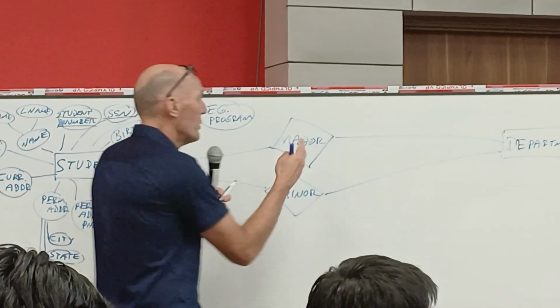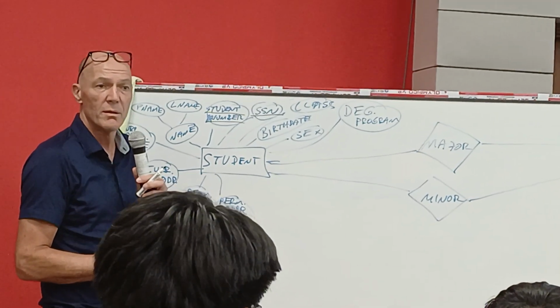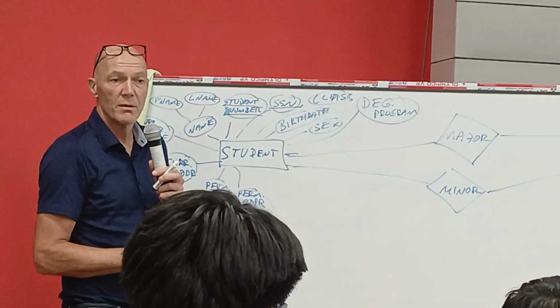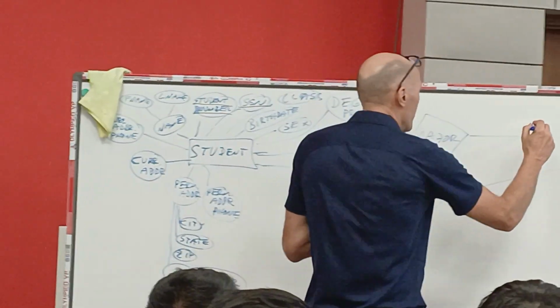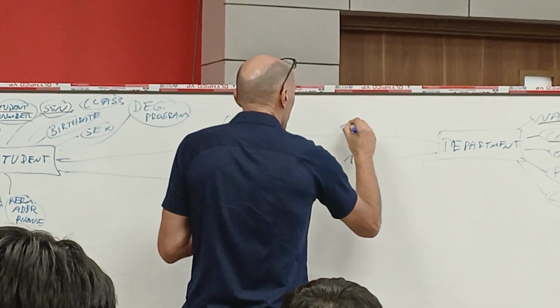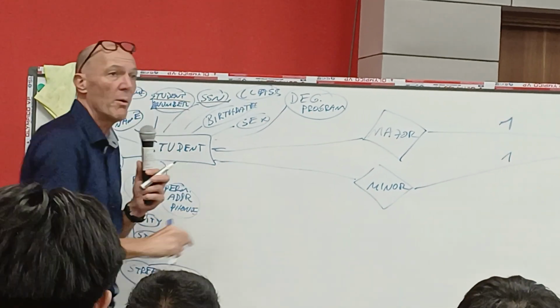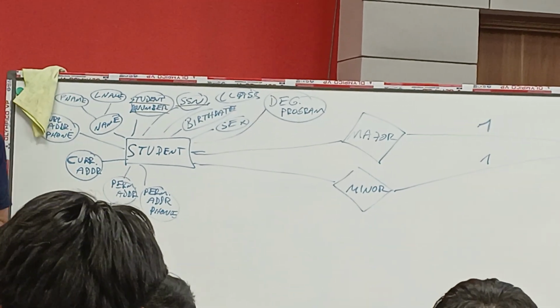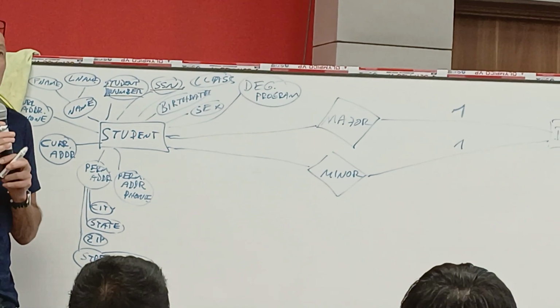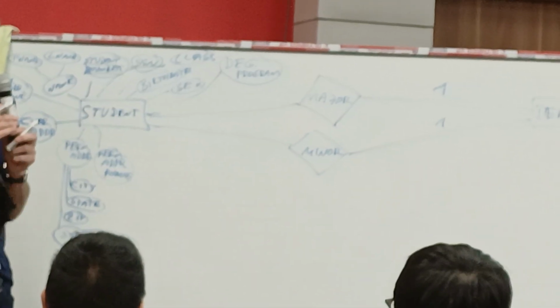So where do I put the one now? On the left side or on the right side? Right side. Correct. What do I put here? One or many? Many. How do we know? One department can have many students. Do we assume or did the business expert tell us?